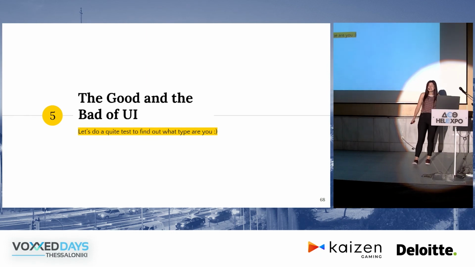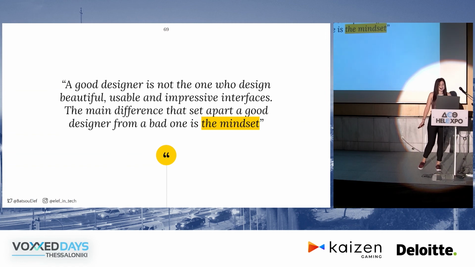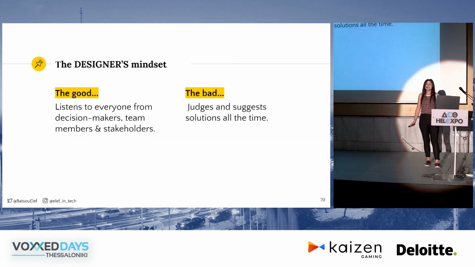And now let's move on to the final part. I promise this is the final part, which is about the good and the bad of UI. It's going to be like a small experiment. We will have one side with a good designer and one side with a bad designer. And you can pick your side. Okay, the designer's mindset.